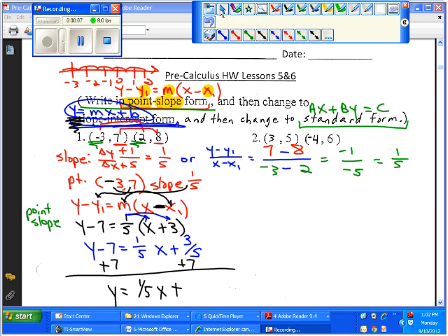Now we got two choices. We could make it 7 3/5, or we could leave it and make it improper, right? If we made it improper, we would have 5 times 7 is 35 plus 3 is 38/5. 7 3/5: 7 times 5 is 35 plus 3 is 38 of those little fifths, right? We're just going to leave it improper. And so now we have it in slope-intercept form.